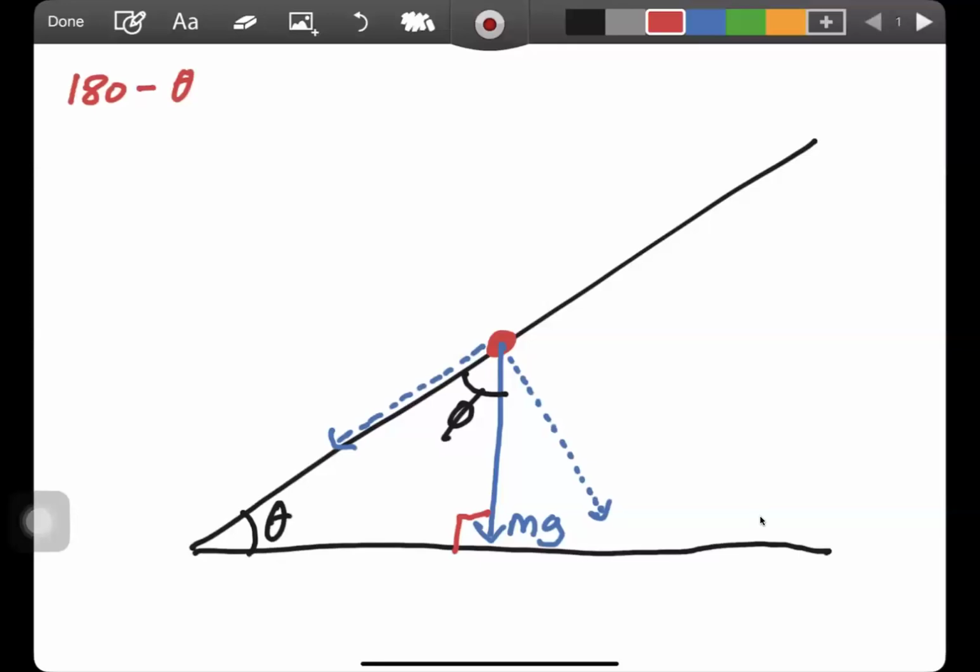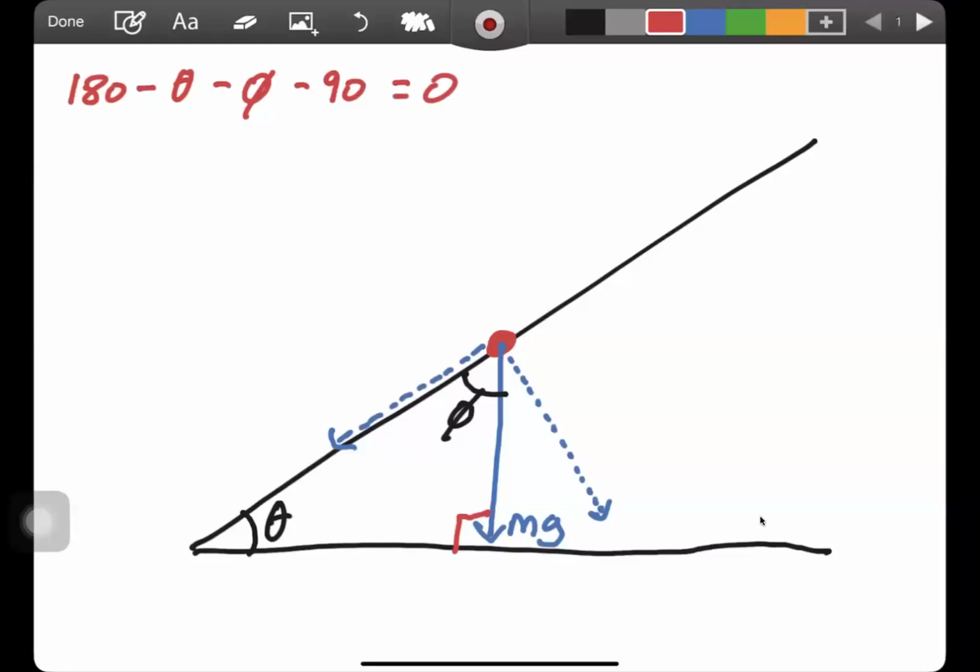So 180 minus theta minus phi, and then minus 90. Those are our three angles, right? You have the right angle in red there. You have theta, phi. So 180 minus theta minus phi minus 90, that should give us 0, right? Those three should add up to 0, okay?